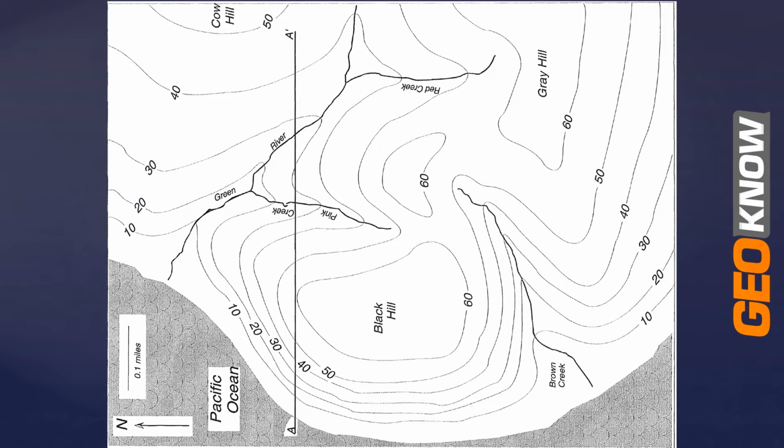Alright, let's start off by getting familiarized with the map that we're going to use today. So this is a map just on the coast of the Pacific Ocean somewhere. It doesn't really matter where. We have 4 rivers on the map. We have Pink Creek, Green River, Red Creek, and Brown Creek. We have Black Hill, Gray Hill, and Cow Hill, and kind of a little sub-hill between Black Hill and Gray Hill.